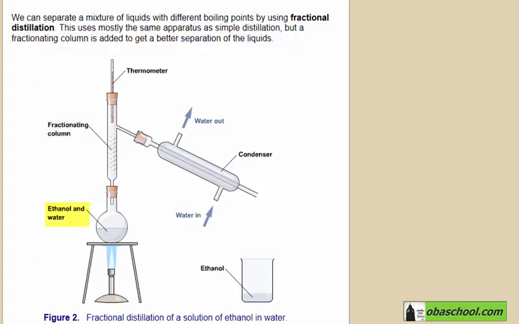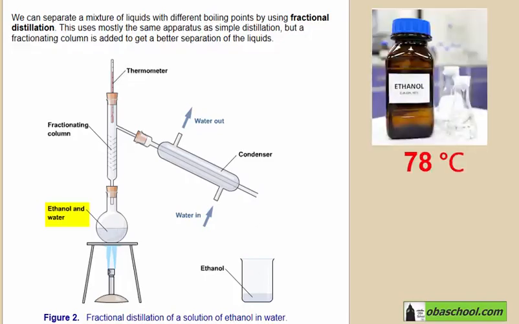So, for example, we have ethanol and water. Ethanol has a lower boiling point than water, so it will boil first. It will pass through the fractionating column and then into the condenser, and it will be collected in this receiving flask.